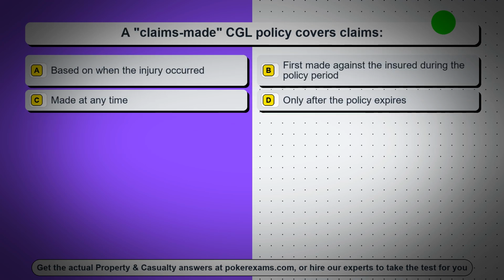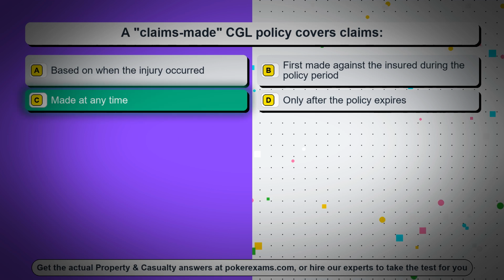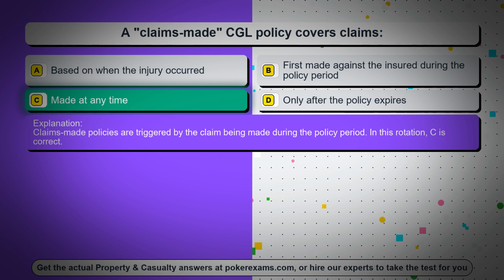Question 10. A claims-made CGL policy covers claims: Option A, based on when the injury occurred. Option B, first made against the insured during the policy period. Option C, made at any time. Option D, only after the policy expires. The correct answer is option C, made at any time. Claims-made policies are triggered by the claim being made during the policy period. In this rotation, C is correct.